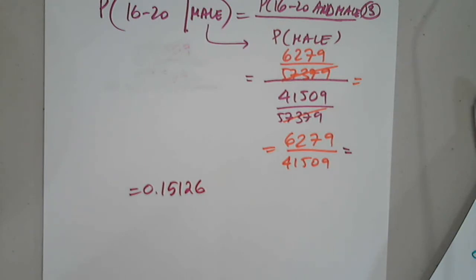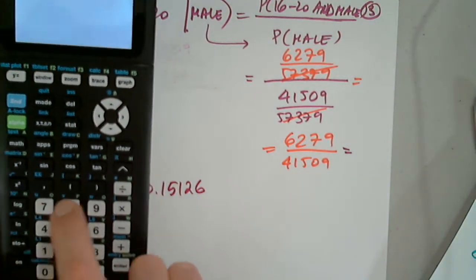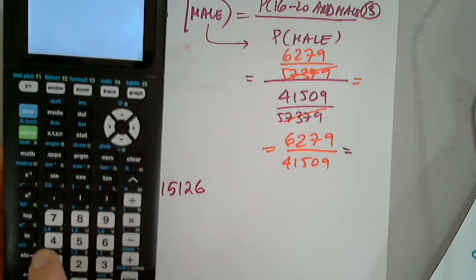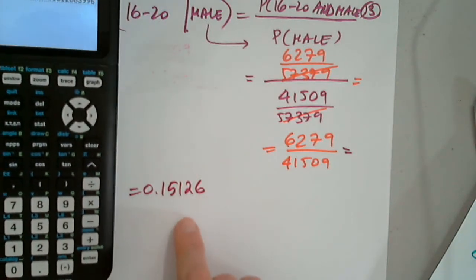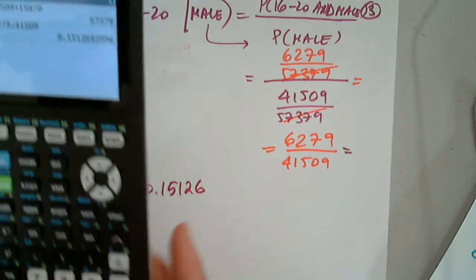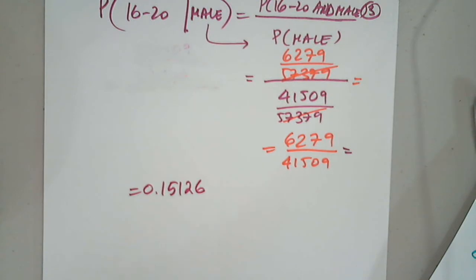I got a different answer. Okay. Let me double check. I did 6279 divided by 45. Oh, never mind. I messed up. Sorry. I did that too, just a minute ago by copying to the table. Okay. It appears that it's correct.